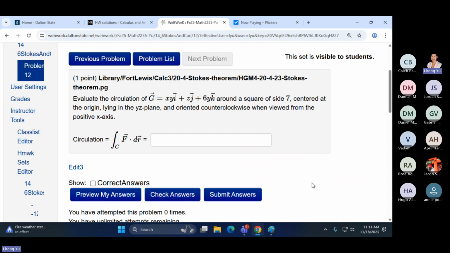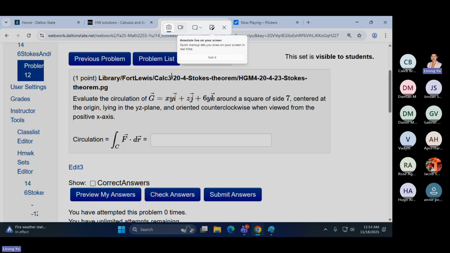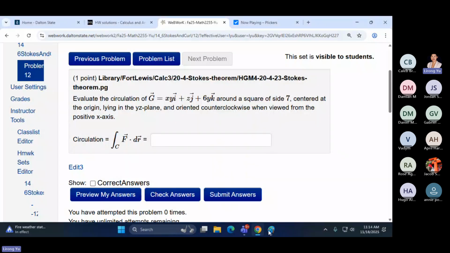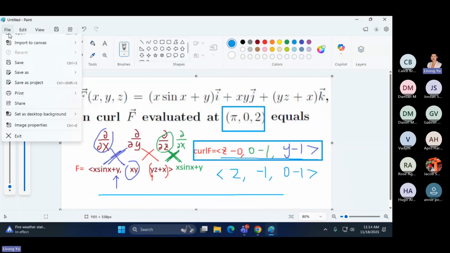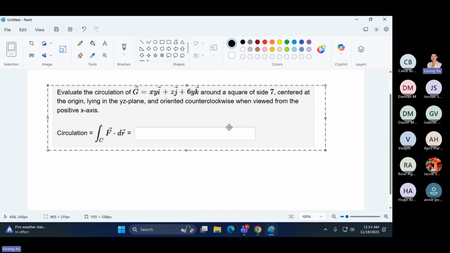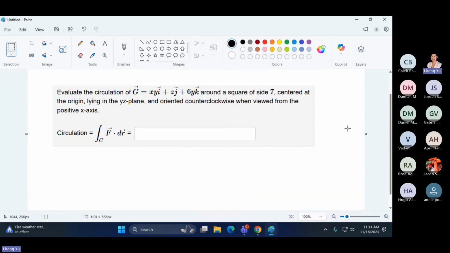We did bring a couple of examples of Stokes theorem. This is the last question on 14.6. Hopefully, the more we do it, the better we understand, both how to calculate curl and how to apply Stokes theorem to ease the calculation burden.